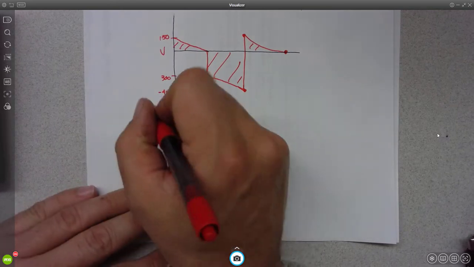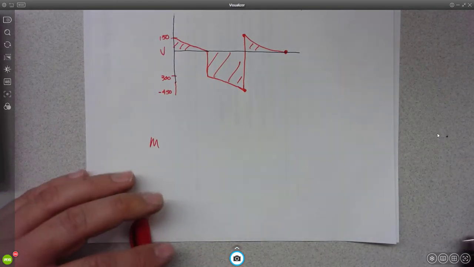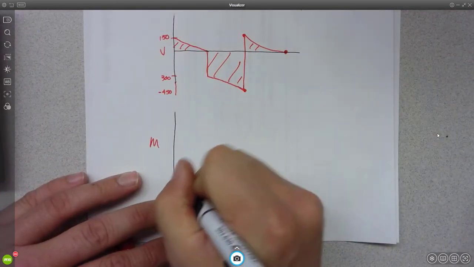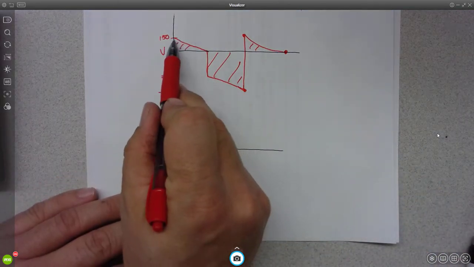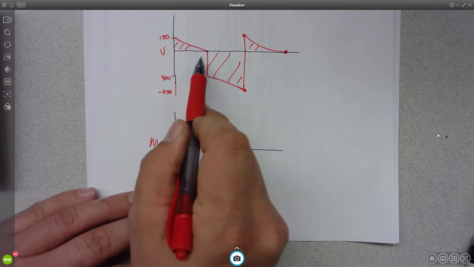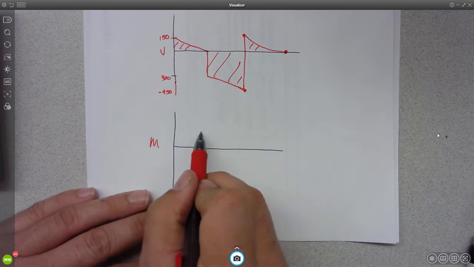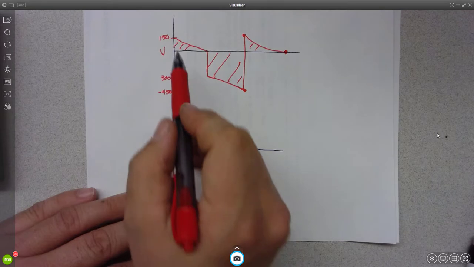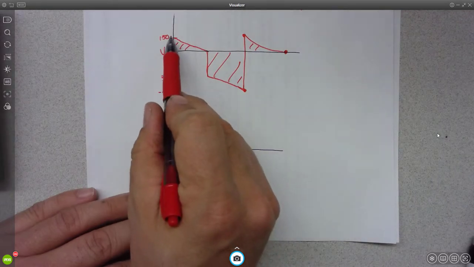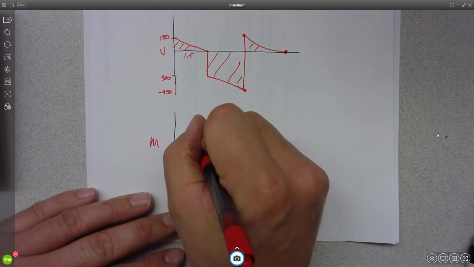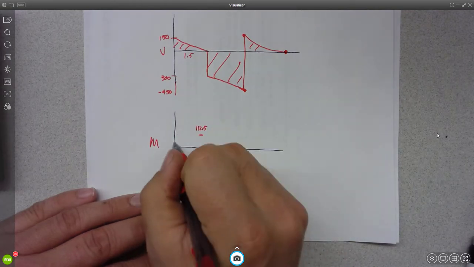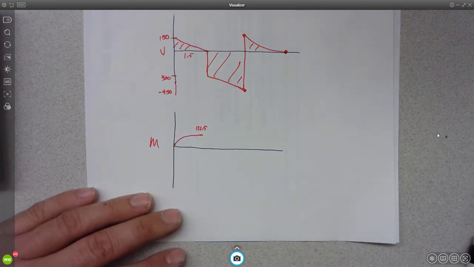Okay. Now looking just at this, I can do my moment diagram. Well, I shouldn't say just at this, because I do have a twisty at the end. So I have a very positive slope, decreasingly positive, and it goes to zero right here, meaning it's going to be flat. The amount of change is the area underneath this, so it'd be 150 times 1.5 divided by 2. So 150 times 1.5 is 225 divided by 2. This is 112.5. Very positive, decreasingly positive.